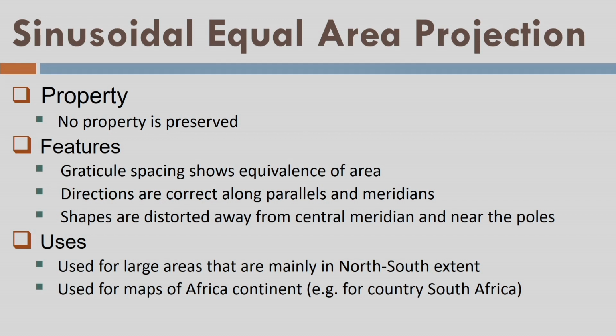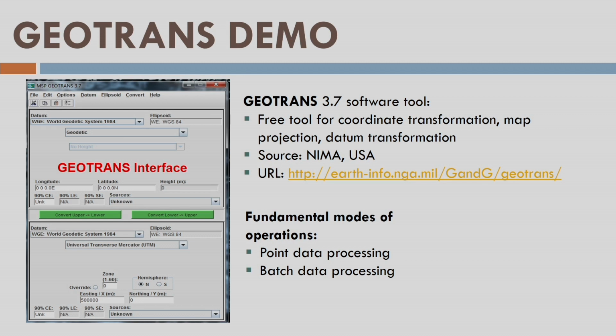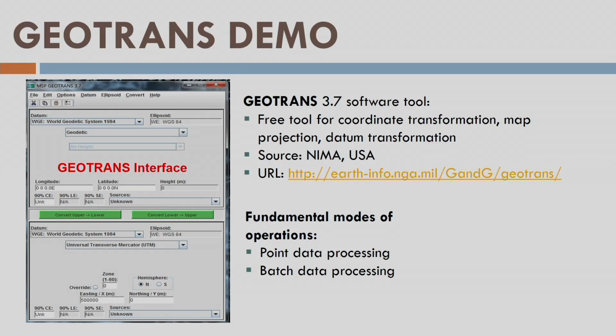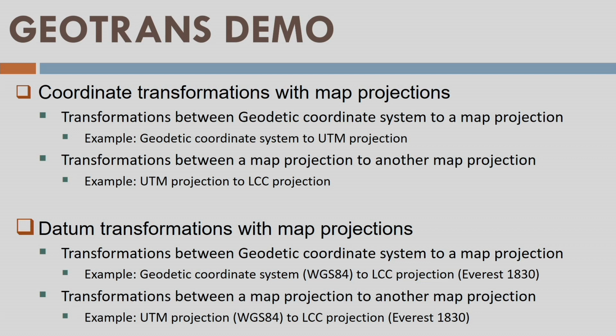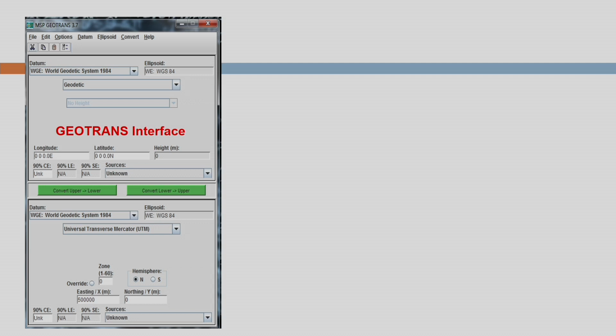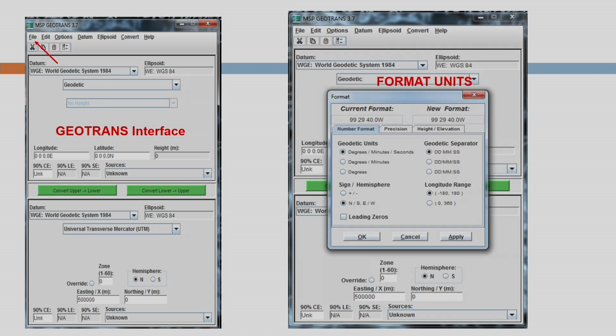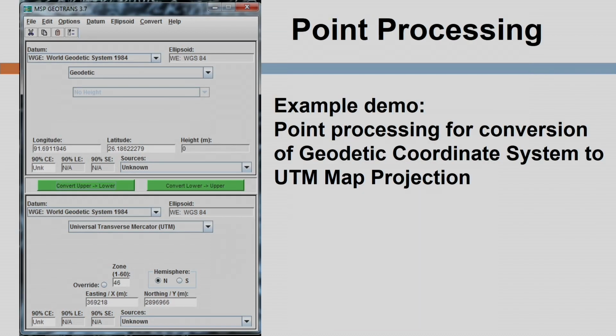Now we have an application called GeoTrans, as we have already explained in the last lecture. Again, in this lecture, we are going to use it for map projection. Rather, we are going to look at it from a different perspective this time. So we have point data processing and batch data processing. Let us look into the point data processing and batch data processing for map projections. We are going to cover the coordinate transformation with map projection as well as datum transformation with map projection. Now this is the GeoTrans interface, and this is the file, and how to format the units you already know. Okay, so let us go ahead.